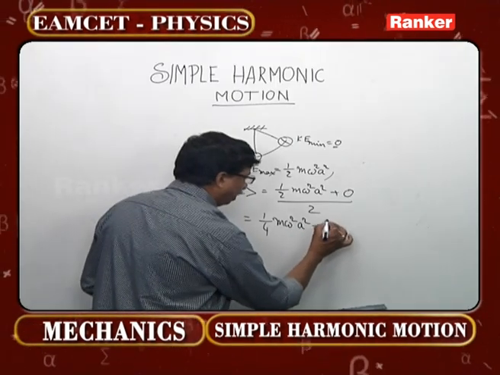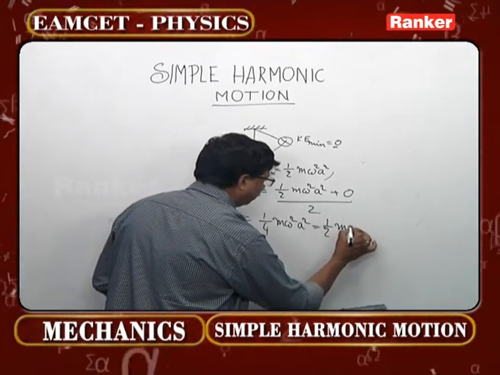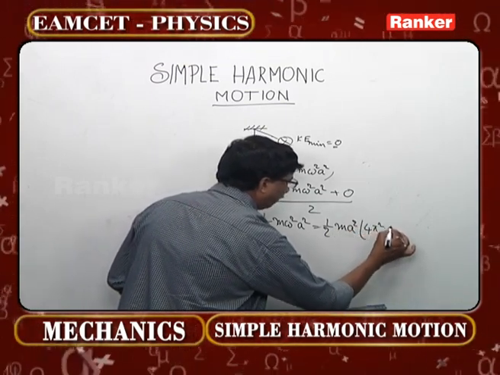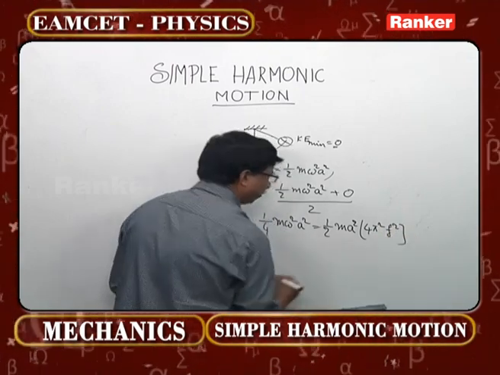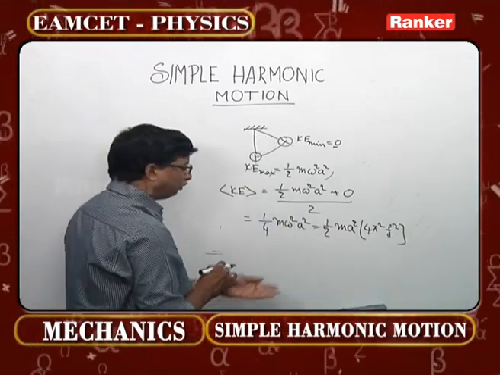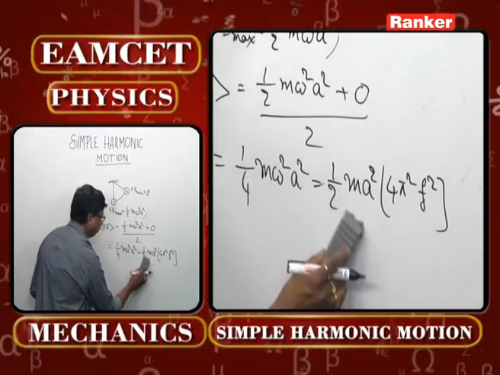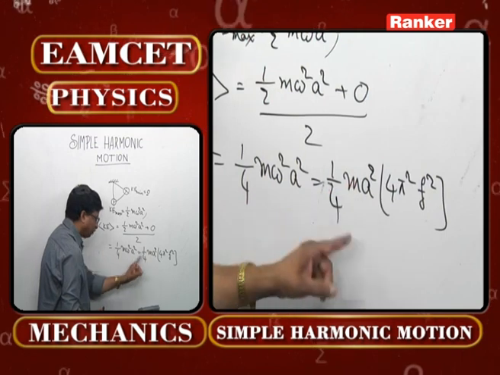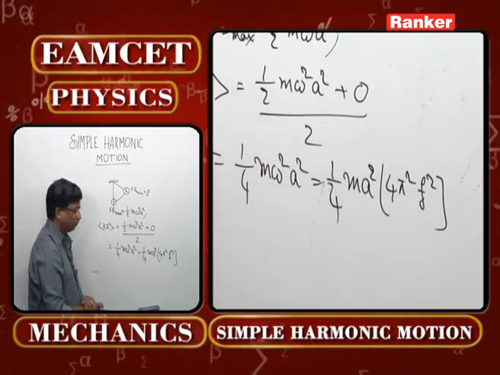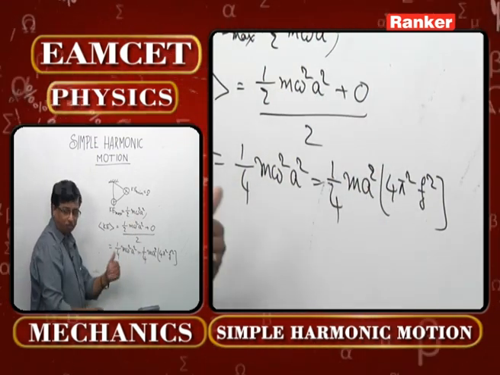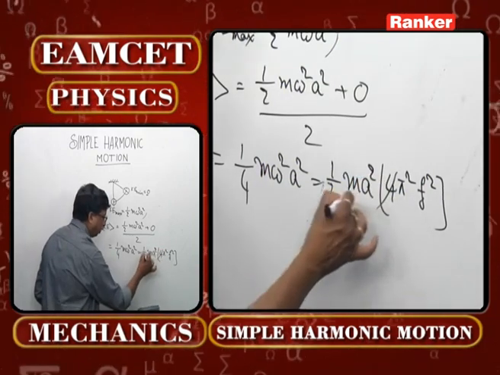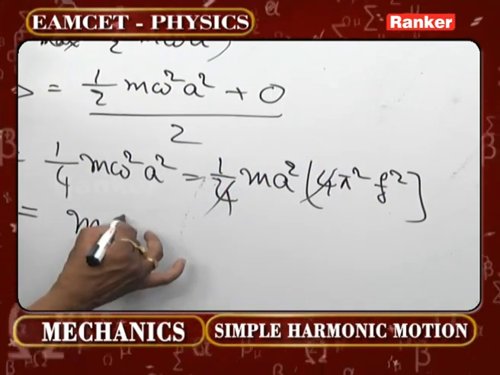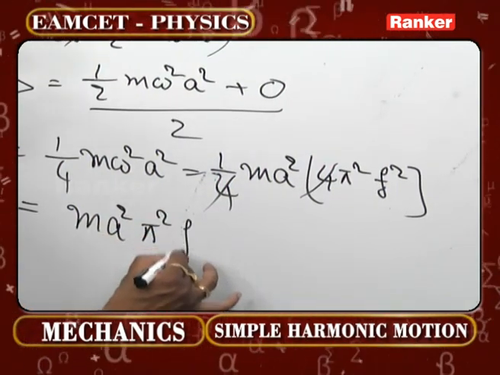So what should we write now? Half m a square till that extent. Omega square can be written as 4 pi square f square. Why f square? You can directly understand over here. This is now 1 by 4 we have to take, because here we have 1 by 4 m a square into 4 pi square f square, because omega is 2 pi f, f being the frequency. Now the 4 gets cancelled. What is now left over? You see, m a square pi square f square.